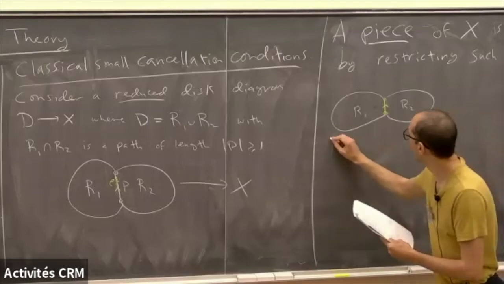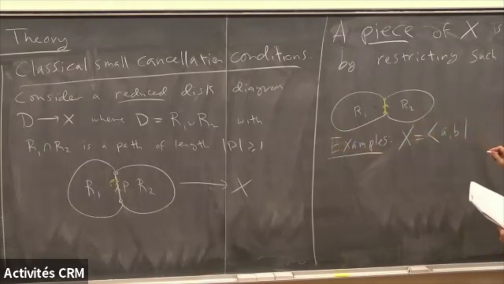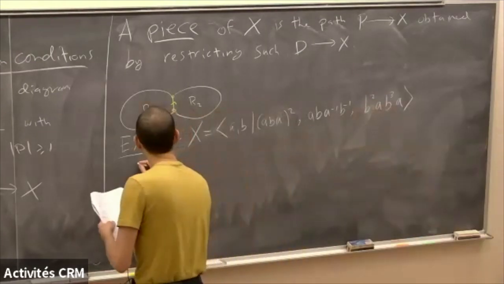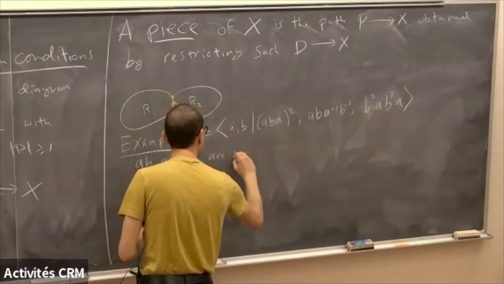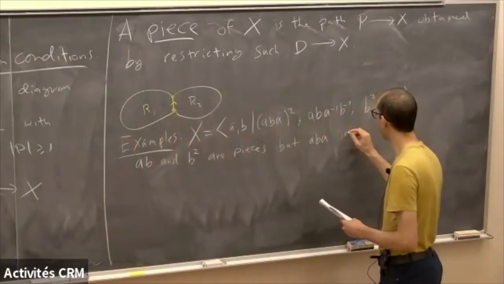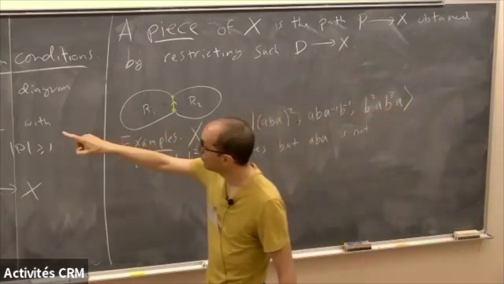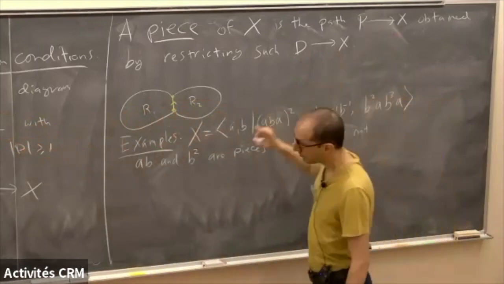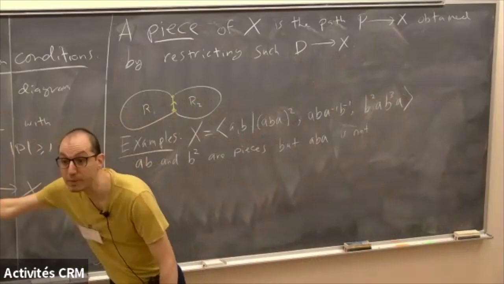You give a few examples. So if X is the 2-complex coming from this presentation, then AB and B squared are pieces. ABA is not. Such a D to X is a reduced disk diagram of this form. And restricting to P means restricting the map from this disk diagram into X to P.